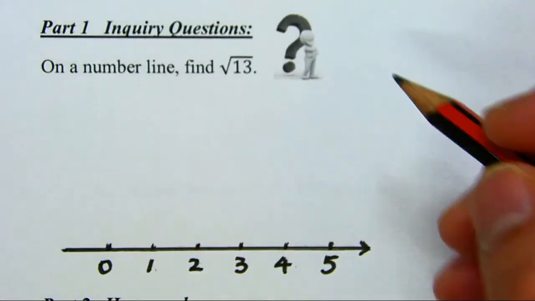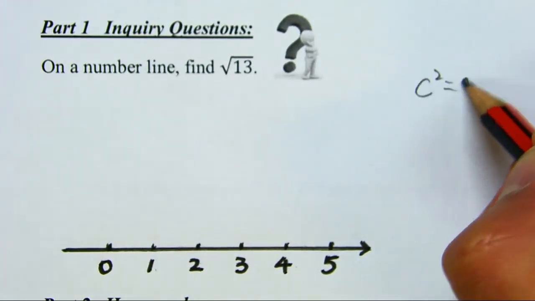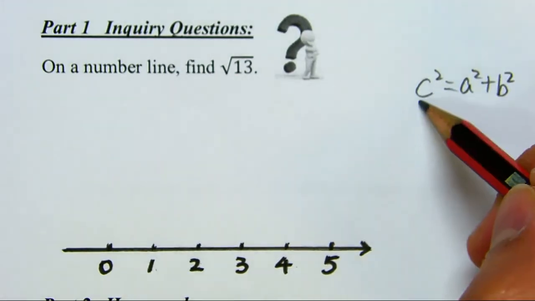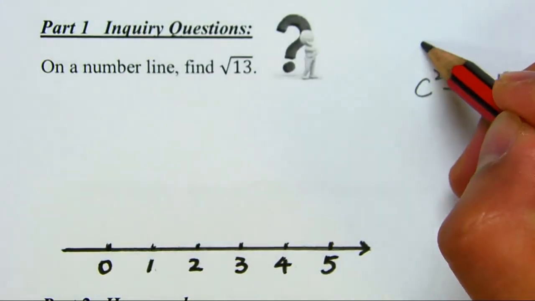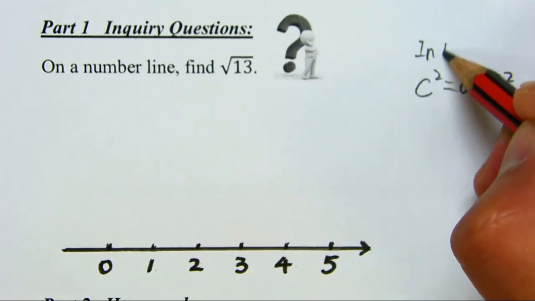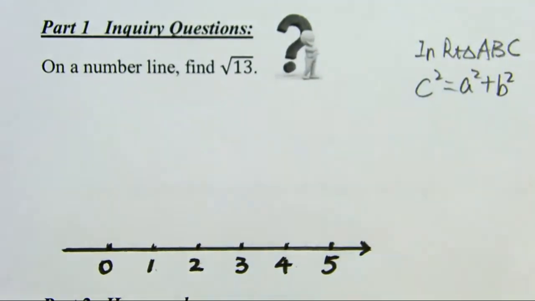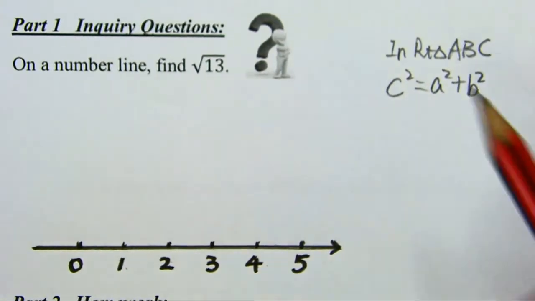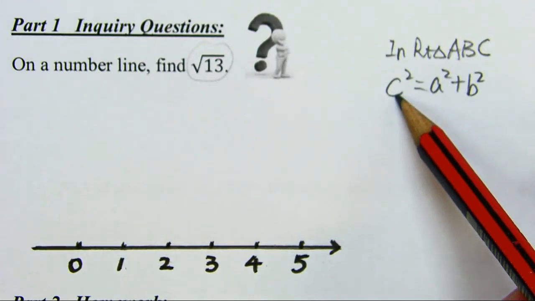As we know, for the Pythagoras theorem, c squared equals a squared plus b squared, and this should be a right angle triangle. So in a right angle triangle ABC, we have c squared equals a squared plus b squared. Now we can regard square root 13 as the longest side, which is the hypotenuse.